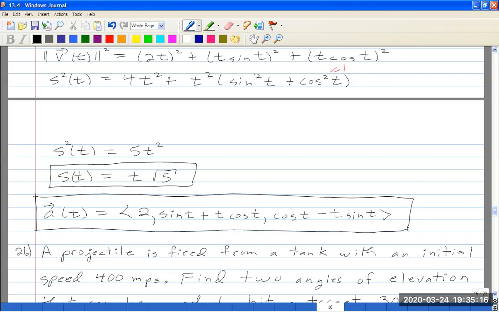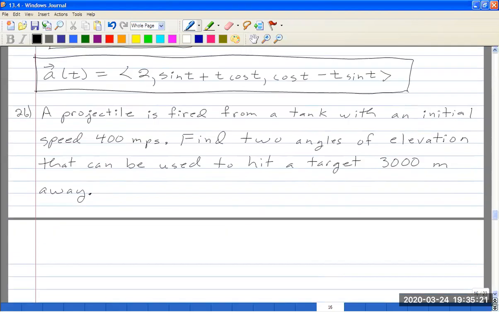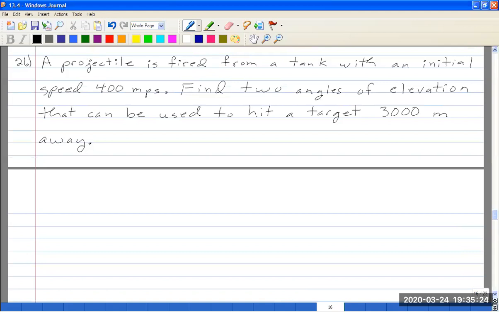Okay. 26. A projectile is fired from a tank with initial speed of 400 meters per second. Find two angles of elevation that can be used to hit a target 3,000 meters away. Okay, so let's do that.